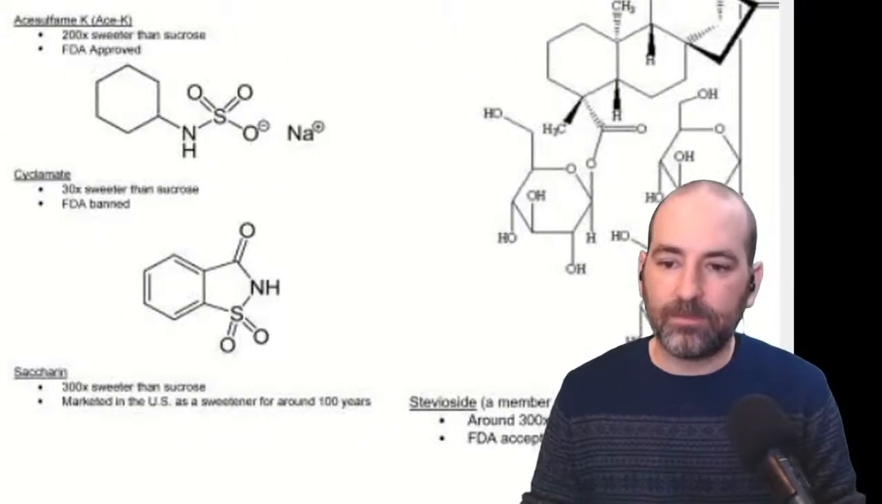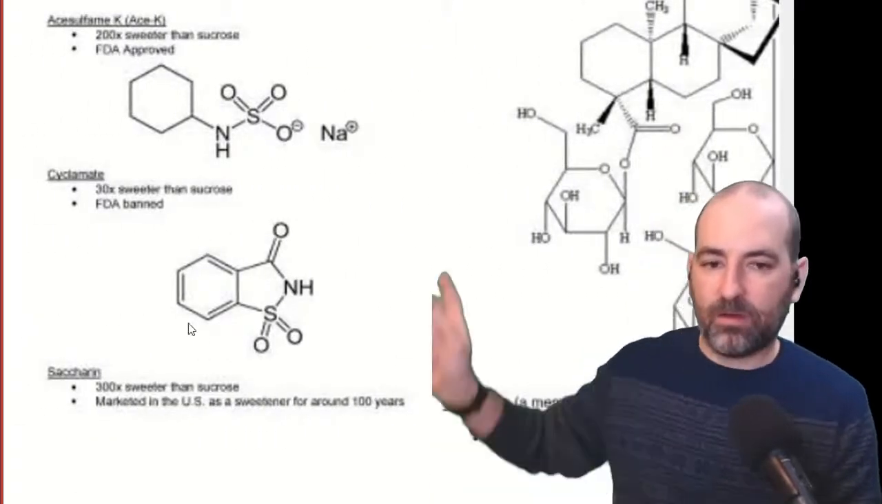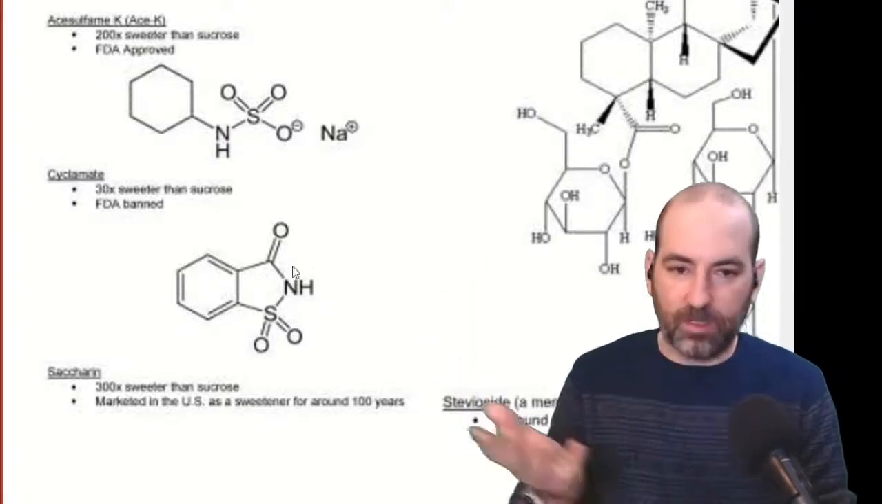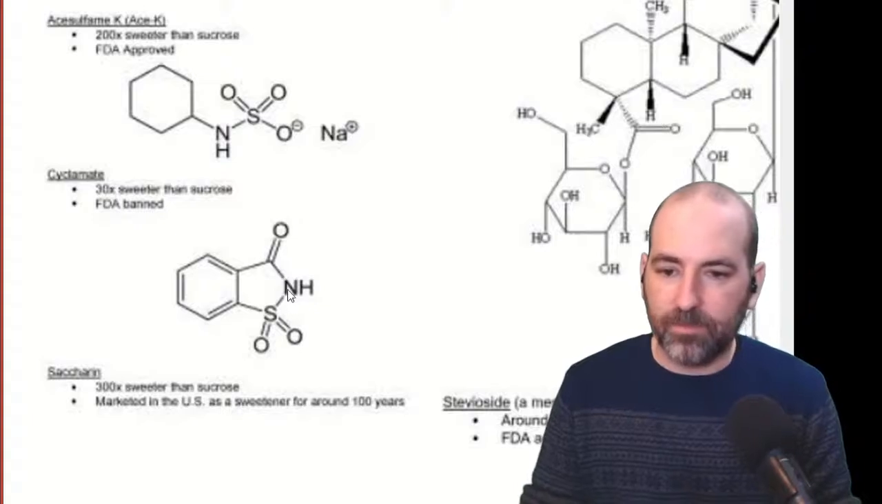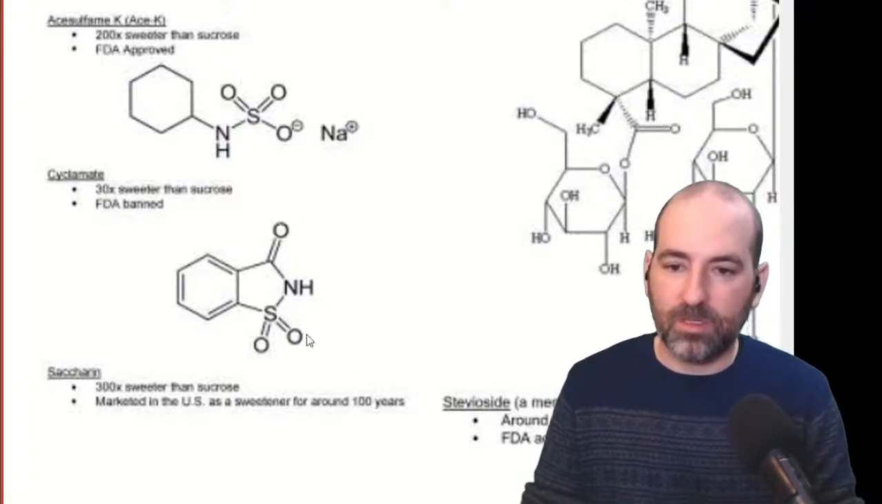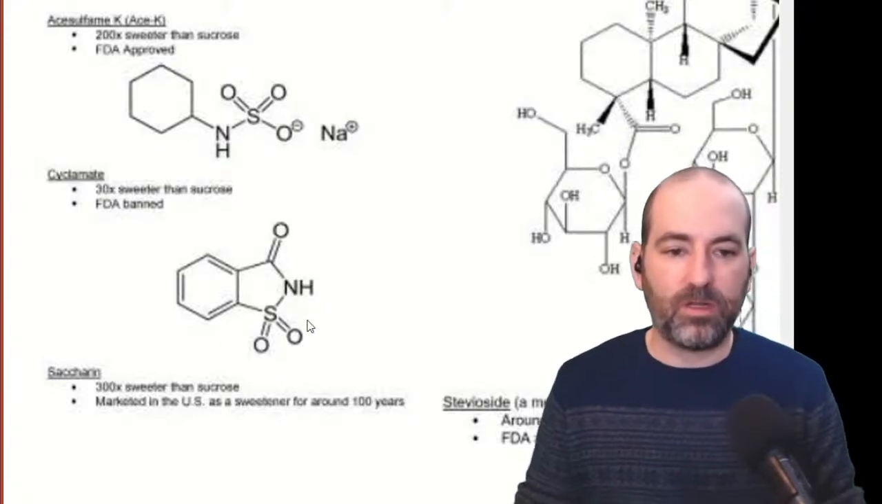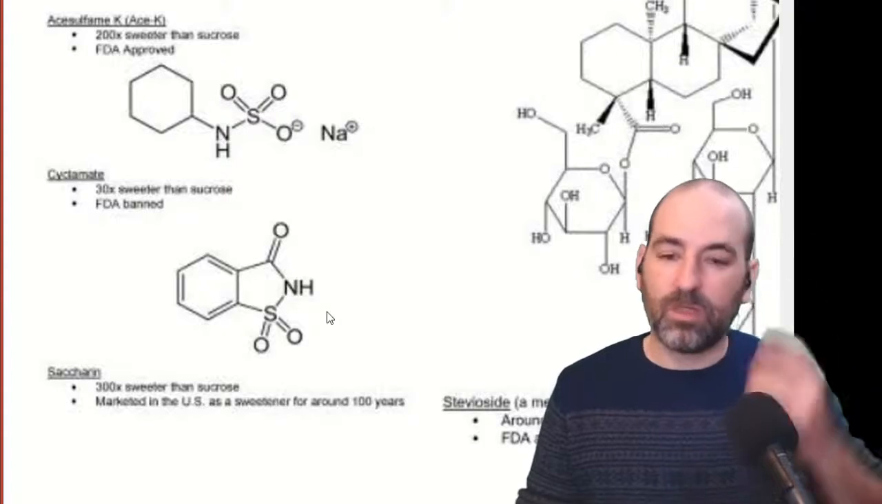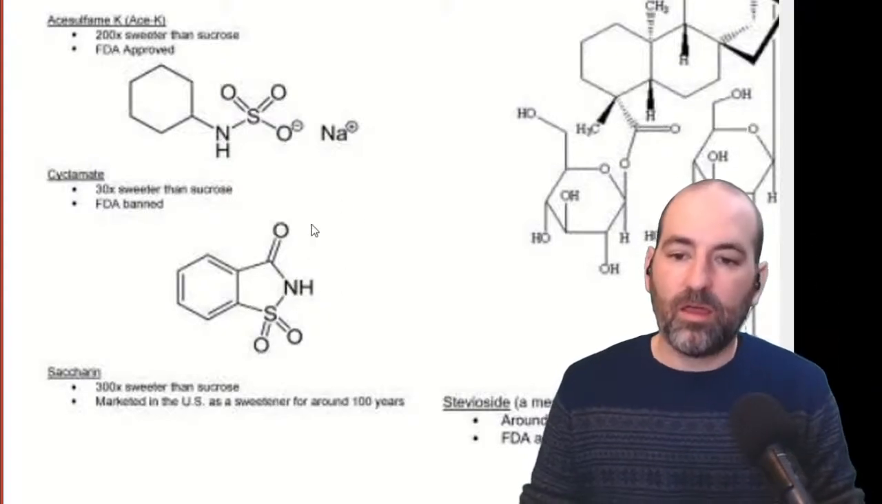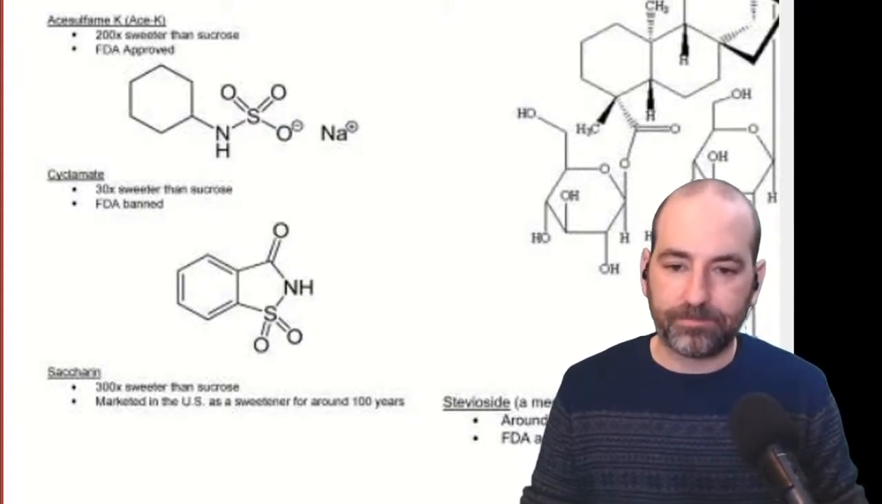And then you've got the old one, saccharin, over here. This one also doesn't look like a sugar at all. It has its own structure. This is probably the oldest one in the U.S. It says marketed in the U.S. as a sweetener for around 100 years. So all the early non-sugar stuff like Sweet and Low and those early sodas were sweetened with saccharin.